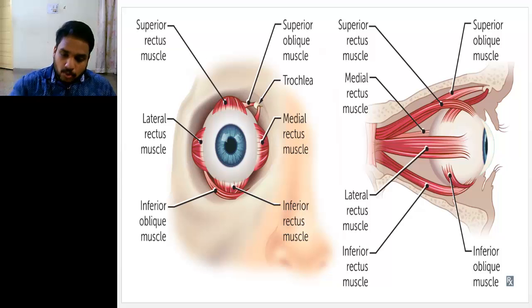Now we are coming on to the 3rd, 4th as well as the 6th cranial nerves, that is the oculomotor nerve, the trochlear nerve as well as the abducens nerve.